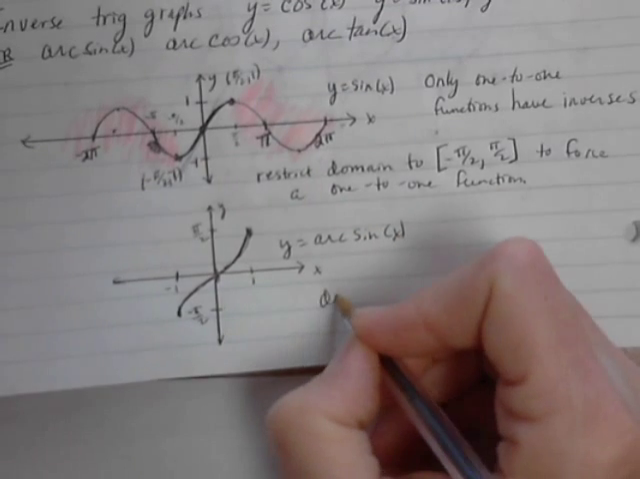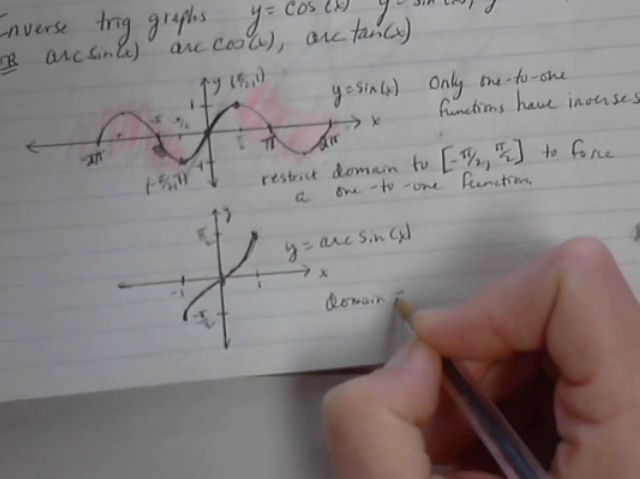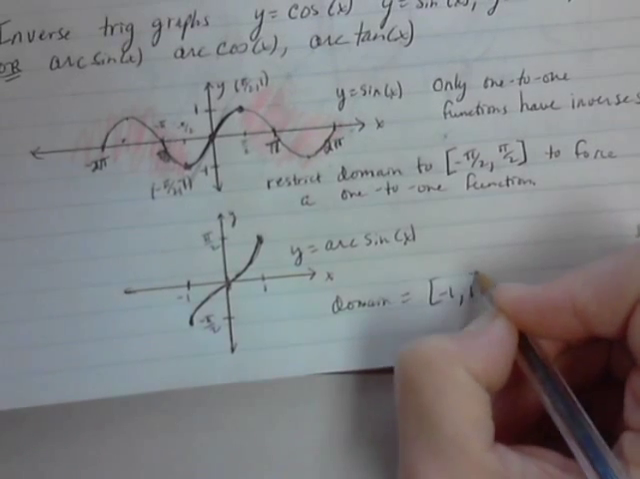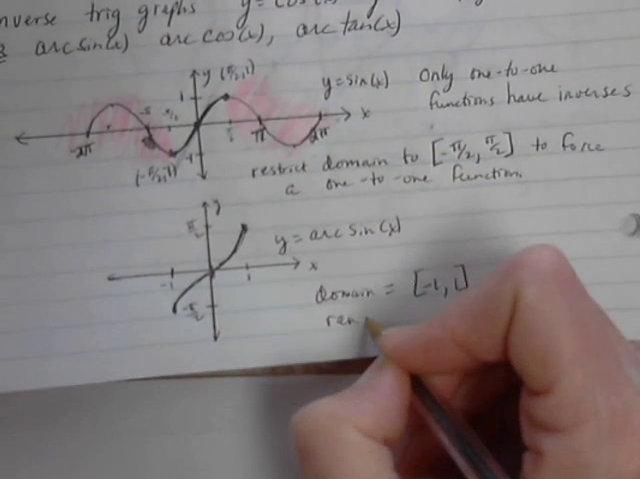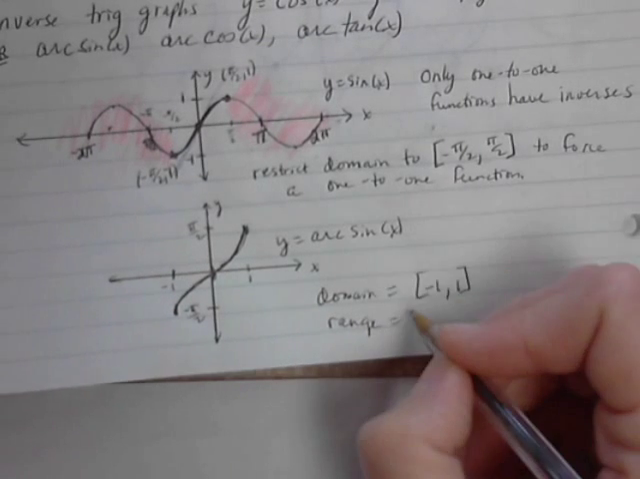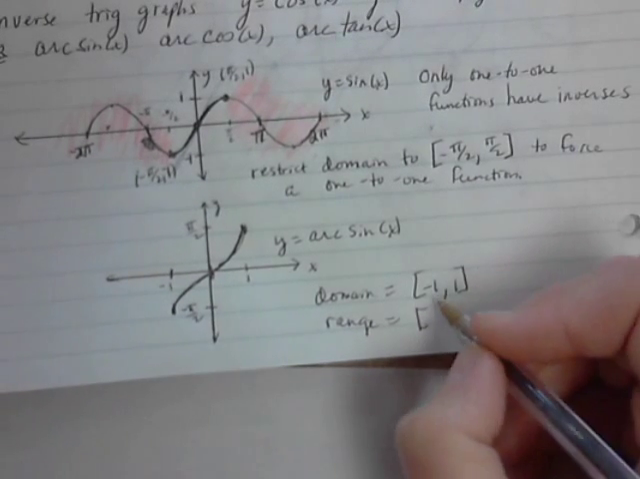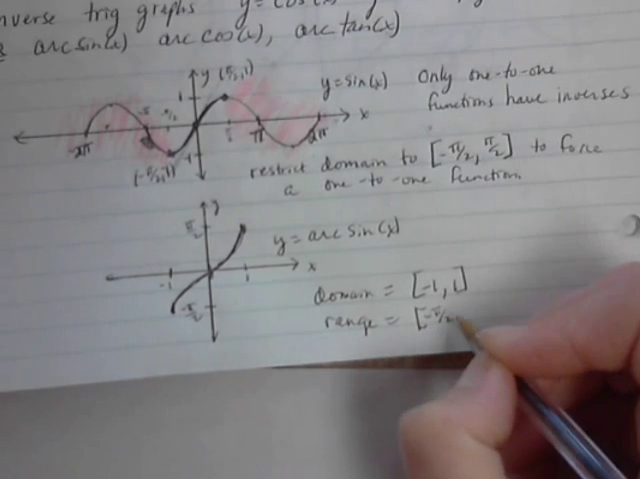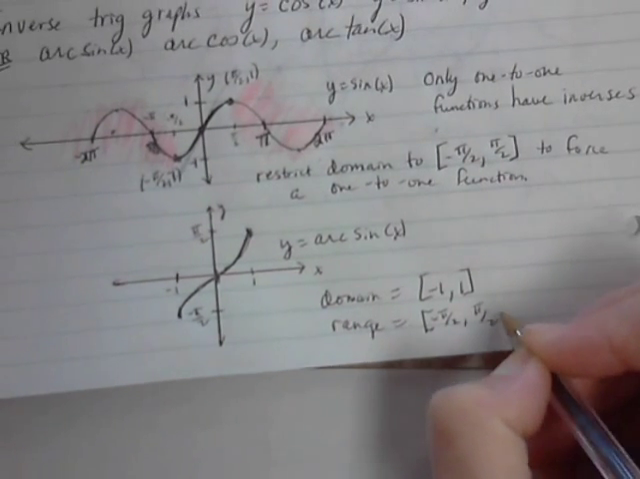Make sure you know the domain is from -1 to 1, and the range is what the domain was in the regular sine function, which is negative pi over 2 to pi over 2.